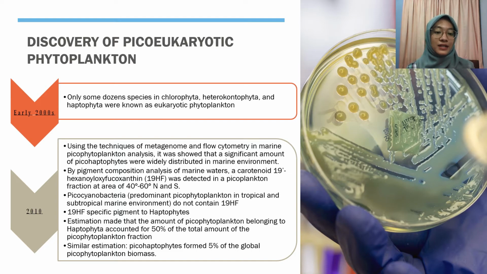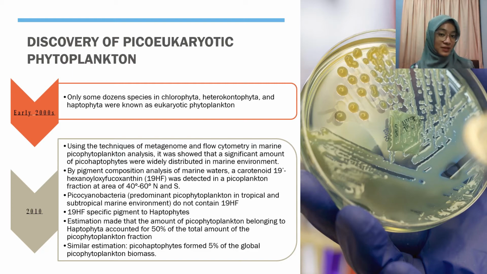In 2010, using the techniques of metagenome and flow cytometry in marine phytoplankton analysis, it was shown that a significant amount of picohaptophytes were widely distributed in the marine environment. By pigment composition analysis of marine waters, a carotenoid, 19-hexanoyl-fucoxanthin, also known as 19HF, was detected in a phytoplankton fraction at an area of 40° to 60° north and south.